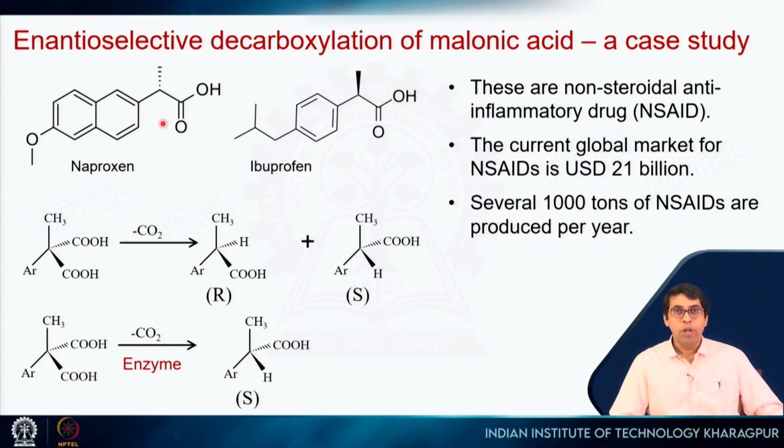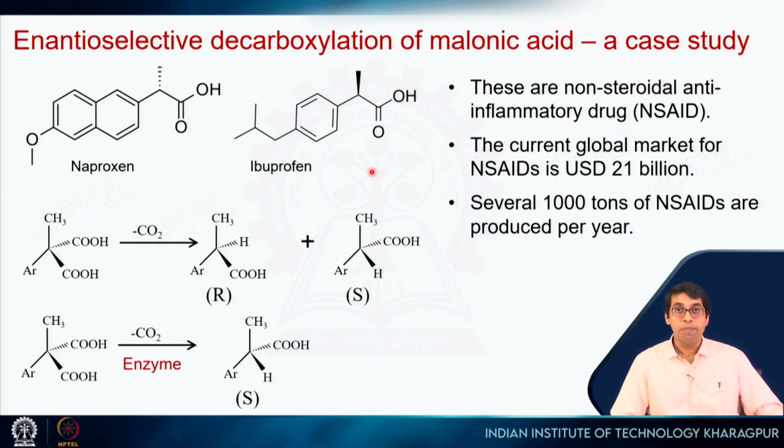Okay, so let's look at this case study, right? These are drug molecules or medicines which are called non-steroidal anti-inflammatory drugs, or in short NSAIDs. So these are sort of painkillers, right? But these are non-steroidal molecules and they can be used for muscle pain, body ache, fever, right? So these are very widely used. The current global market for these types of molecules is 21 billion US dollars, and every year thousands of tons of these molecules are produced. So if we can find an enzyme that can be used to make this type of molecule, that will be very helpful.